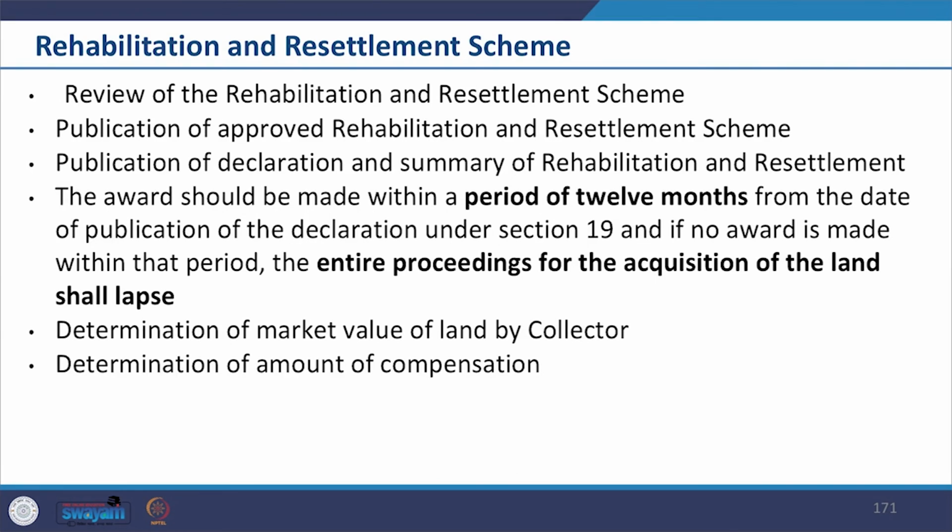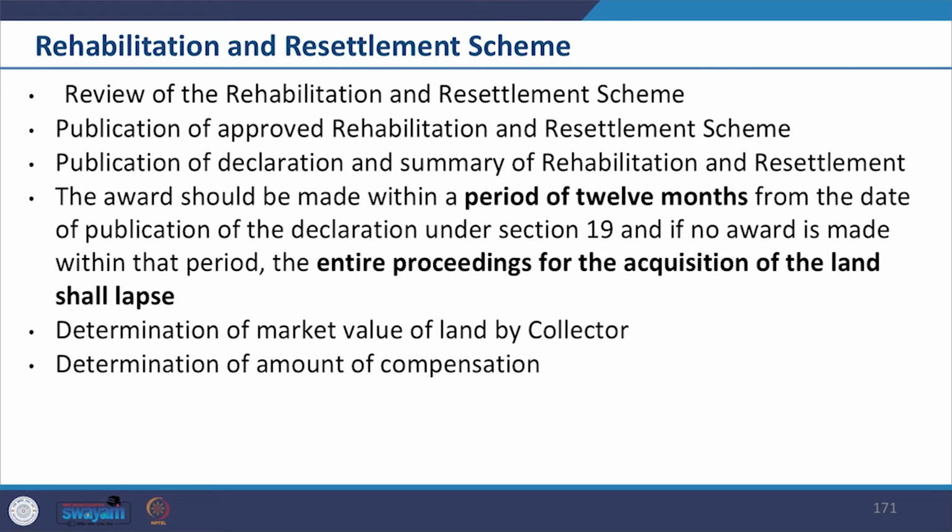Further, there are detailed procedures to be followed, details given in the Act, some of which include that the approved rehabilitation and resettlement scheme is to be made public, and then published and so on. The Act also specifies the award. The award should be made within a period of 12 months from the date of publication, and there might be some exceptions. If no award is made within that period, the entire proceedings for the acquisition of the land shall lapse.